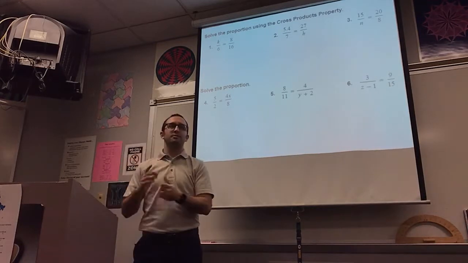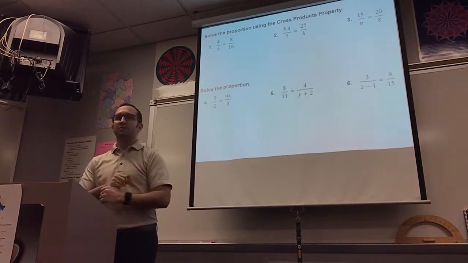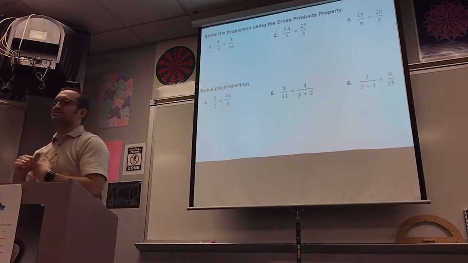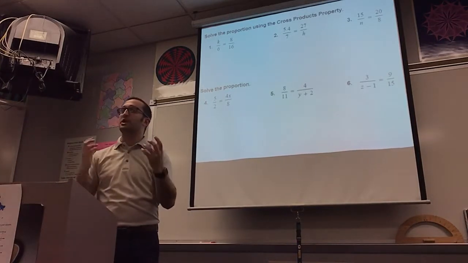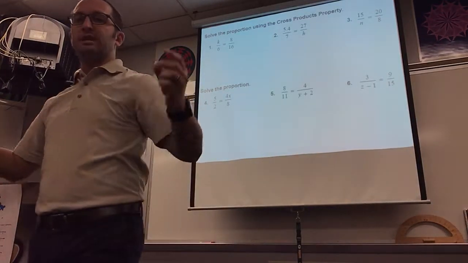Do number 1 without common multipliers on the next lines. Do number 1 without multipliers and without the cross products. Talk about it with your partner. Tell your partner what you can do and why. Ready, set, go.